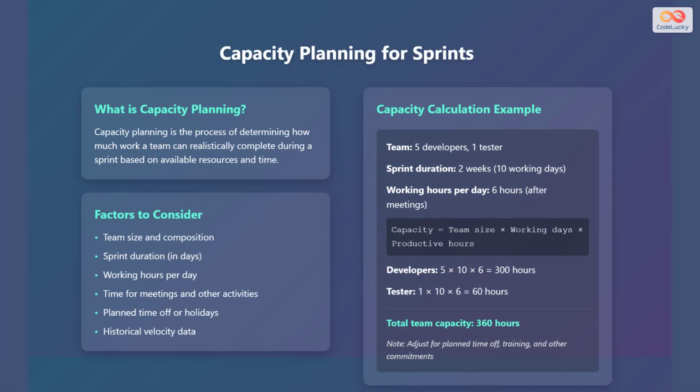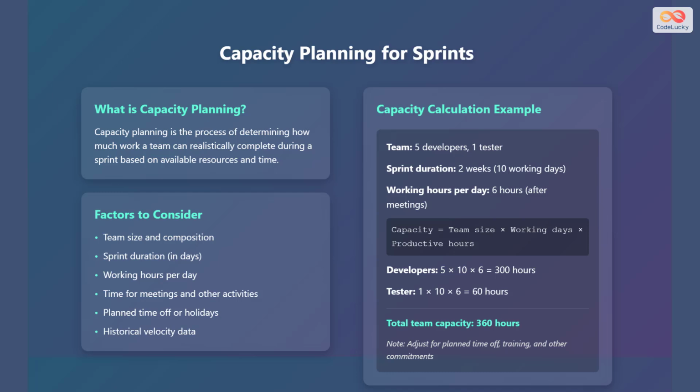Let's explore capacity planning for sprints. Capacity planning is the process of determining how much work a team can realistically complete during a sprint based on available resources and time. Here are some factors to consider: team size and composition, sprint duration in days, working hours per day, time for meetings and other activities, planned time off or holidays, and historical velocity data.